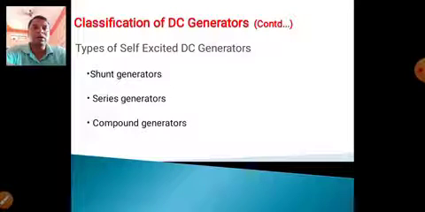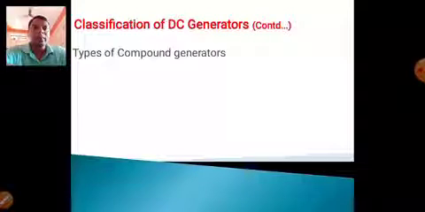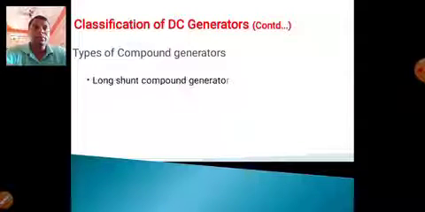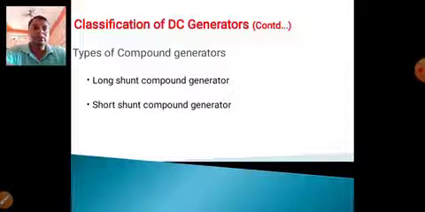Next, compound generators. Compound generators are of two types: long shunt and short shunt. Here the series and shunt field windings are connected in series and in parallel with the armature. It is called a compound generator, with both series and parallel windings. So the types of compound generators are the long shunt compound generator and the short shunt compound generator.